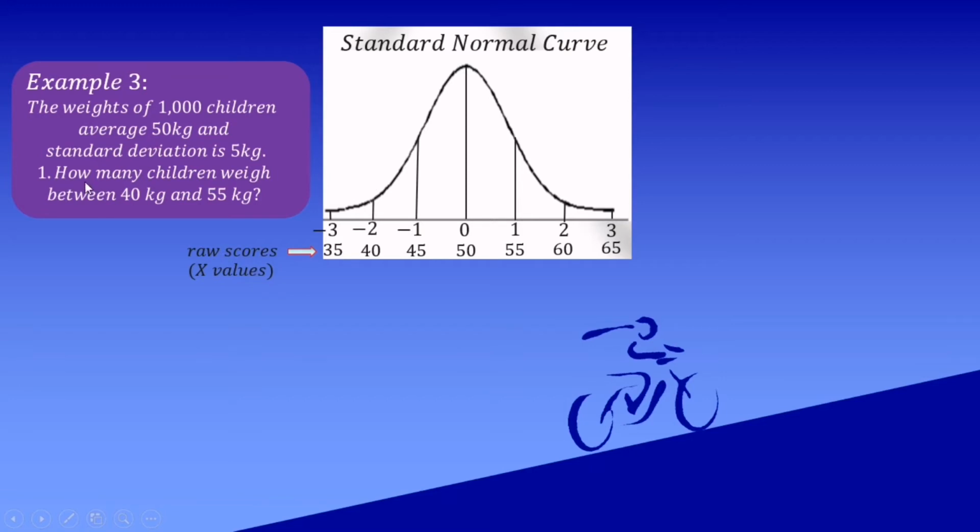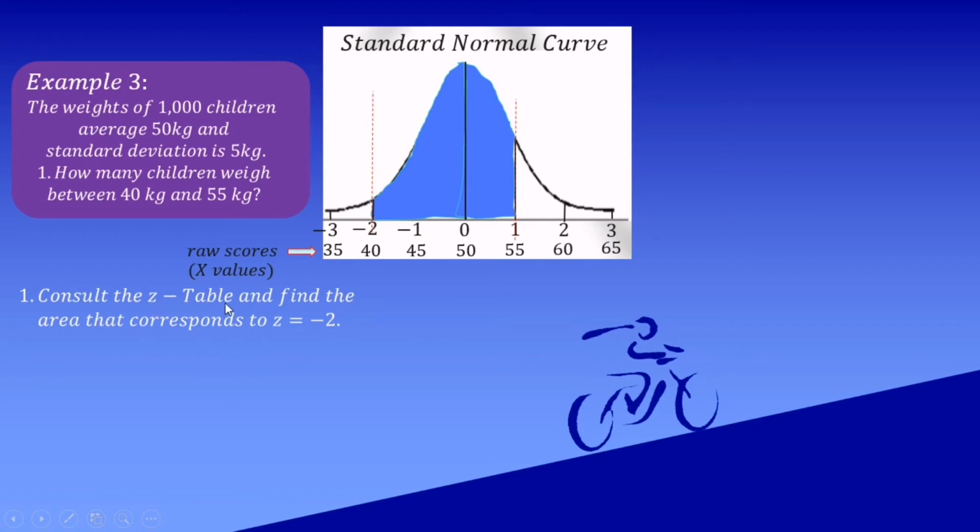Ang tanong is, how many children weigh between 40 kilograms and 55 kilograms? So our raw score, our x value in terms of kilogram between 40 and 55. So 40 corresponds with the negative 2 and 55 corresponds to 1. So ito yung shaded region natin, equivalently the weight between 40 kilograms and 55 kilogram. So then we have to consult the z table to find the area that corresponds to z is equal to negative 2. Yan, from 0 to negative 2.